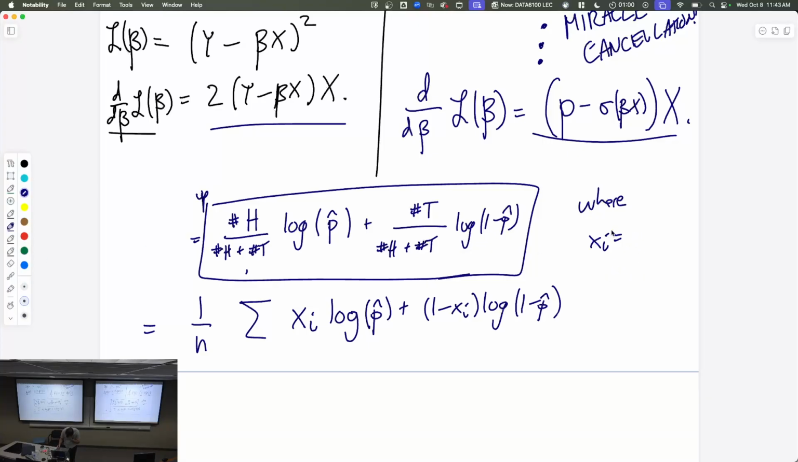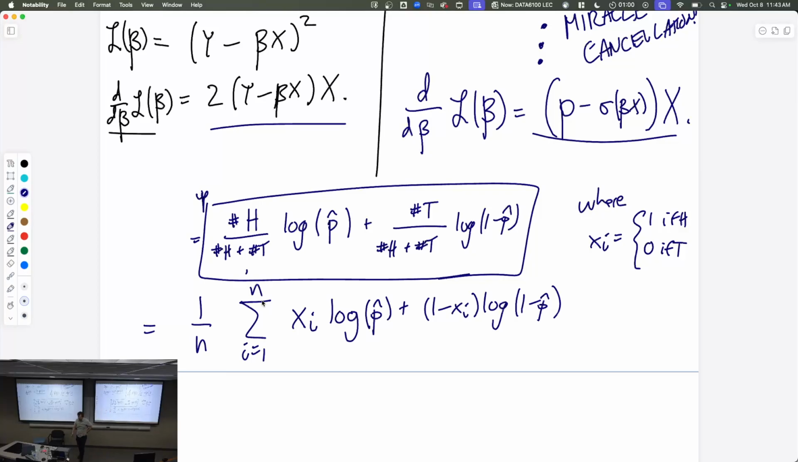Okay. xi is 1 if heads and 0 if tails. So xi is like the one-hot encoding of the heads or the tails, and you can write it like this. By doing the sum of the xi's, i going from 1 to n, you're adding up the heads. So the sum of the xi will add up to the number of heads. The sum of 1 minus xi will add up to the number of tails.